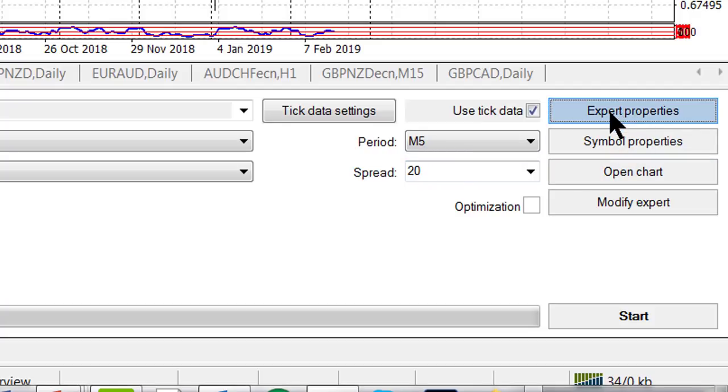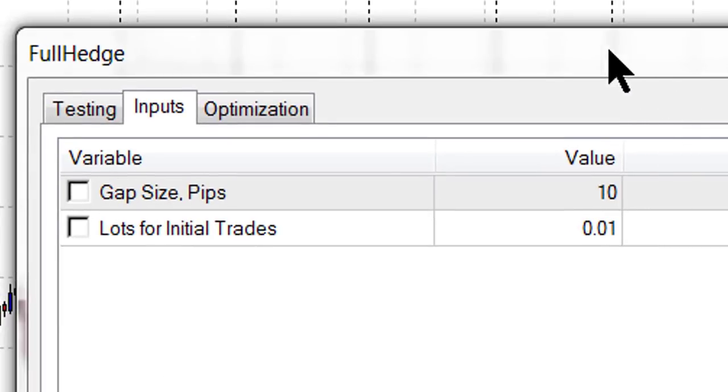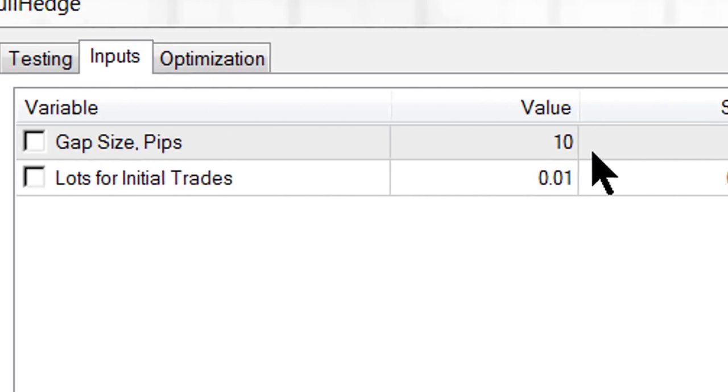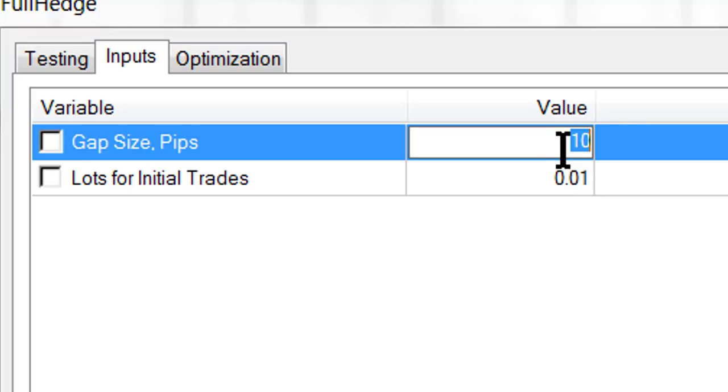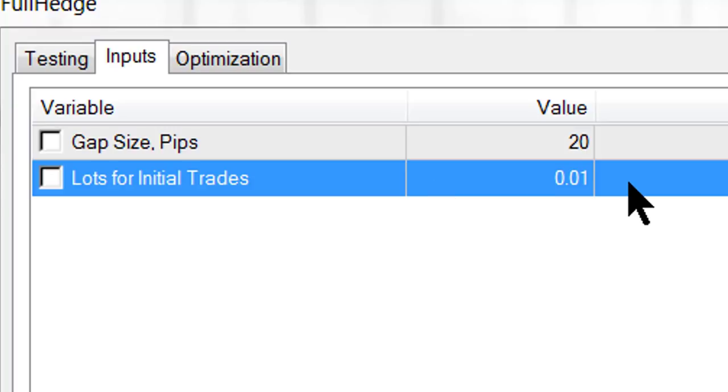Now the EA settings themselves are very basic. All you have to do is set a transaction size or a gap size. You've got to decide that, and I'm actually going to change that to 20, just so that we can see what's going on a little bit better. And for the initial trade size, I'm going to use the minimum for this particular broker, which is 0.01. So those are the only two settings there are for this particular EA, because it has been programmed to follow the rules that I mentioned in the previous slide.